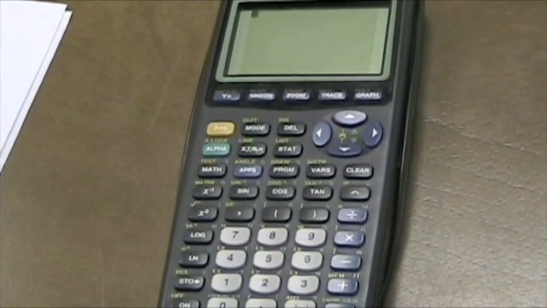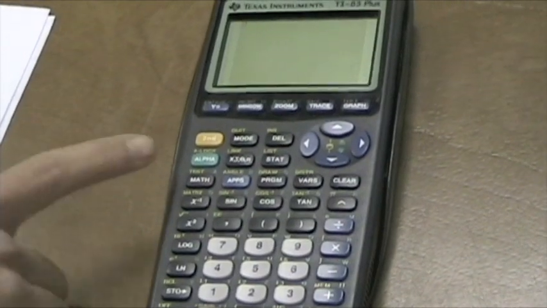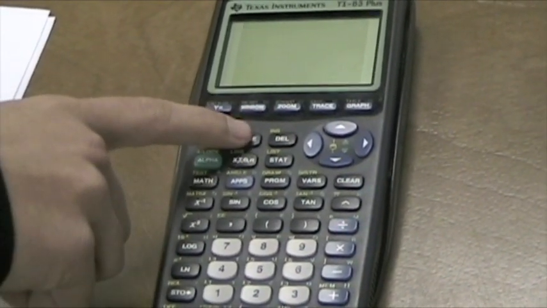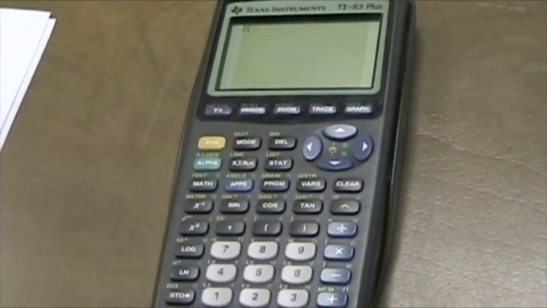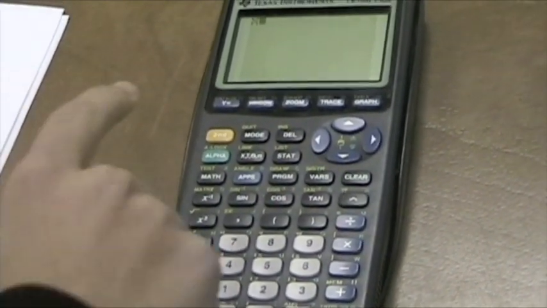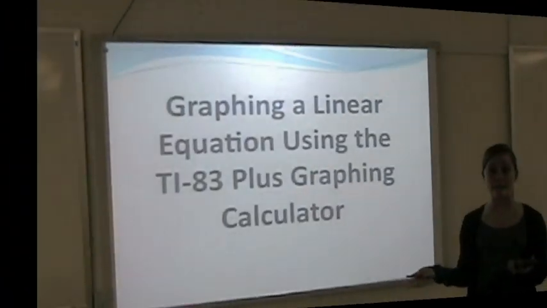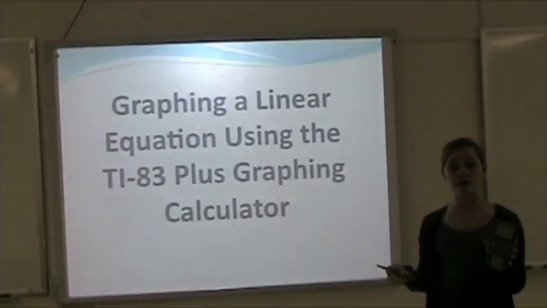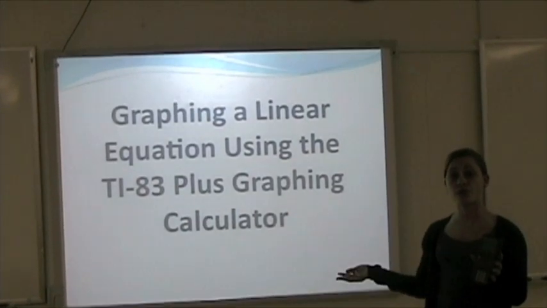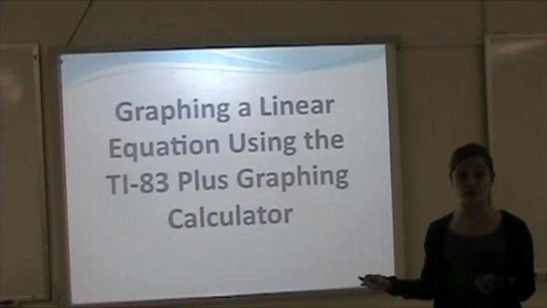And finally, a few buttons that you'll need to be familiar with. Our X variable is located directly beneath the mode button, and the graph button, which will actually graph our linear equation, is on the top row of blue buttons as well. Now that we know the basic keys on the TI-83 Plus graphing calculator, we're going to go through a few examples and actually graph linear equations.